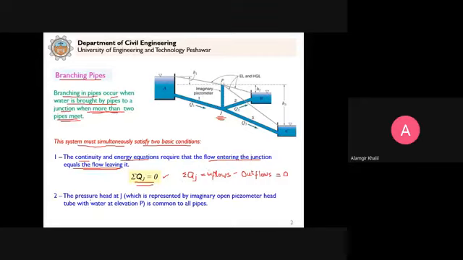The second condition is that the pressure head at J, which is represented by an imaginary open piezometer tube with water at elevation P, is common to all pipes. This is important. It means that whatever the pressure head at J is, given by this imaginary piezometer, we want to represent the pressure head at the junction J. This is common to all pipes. This will be common to all pipes.